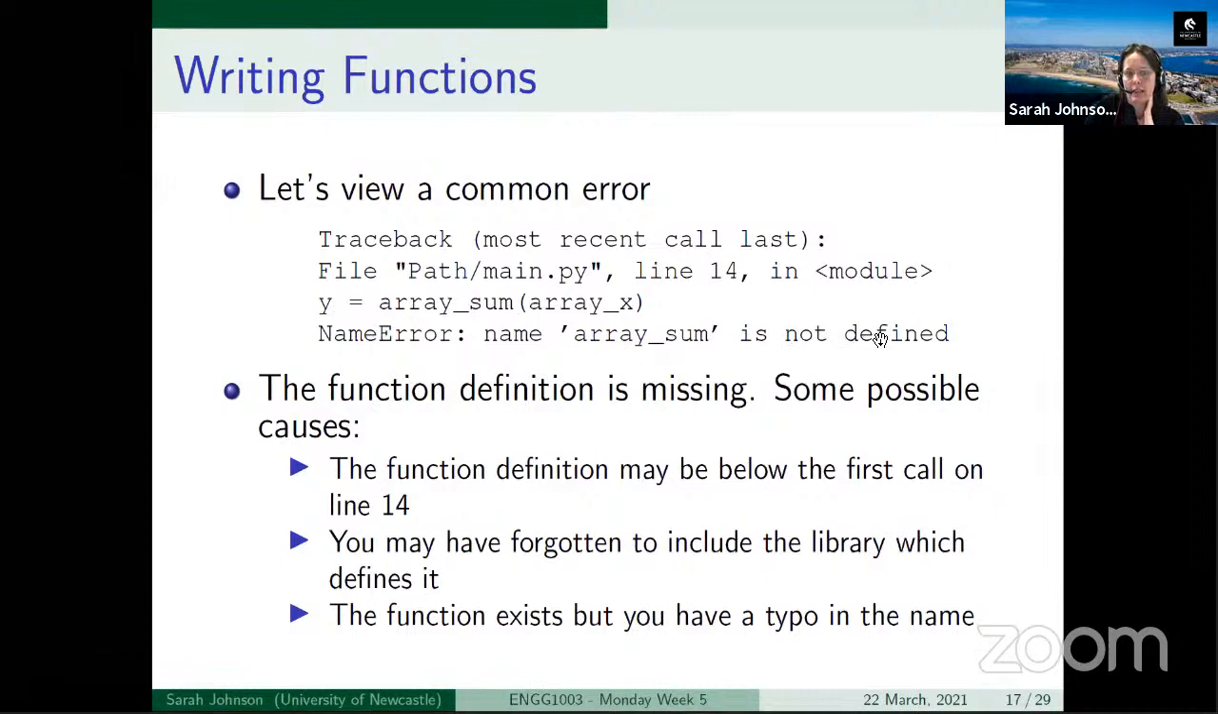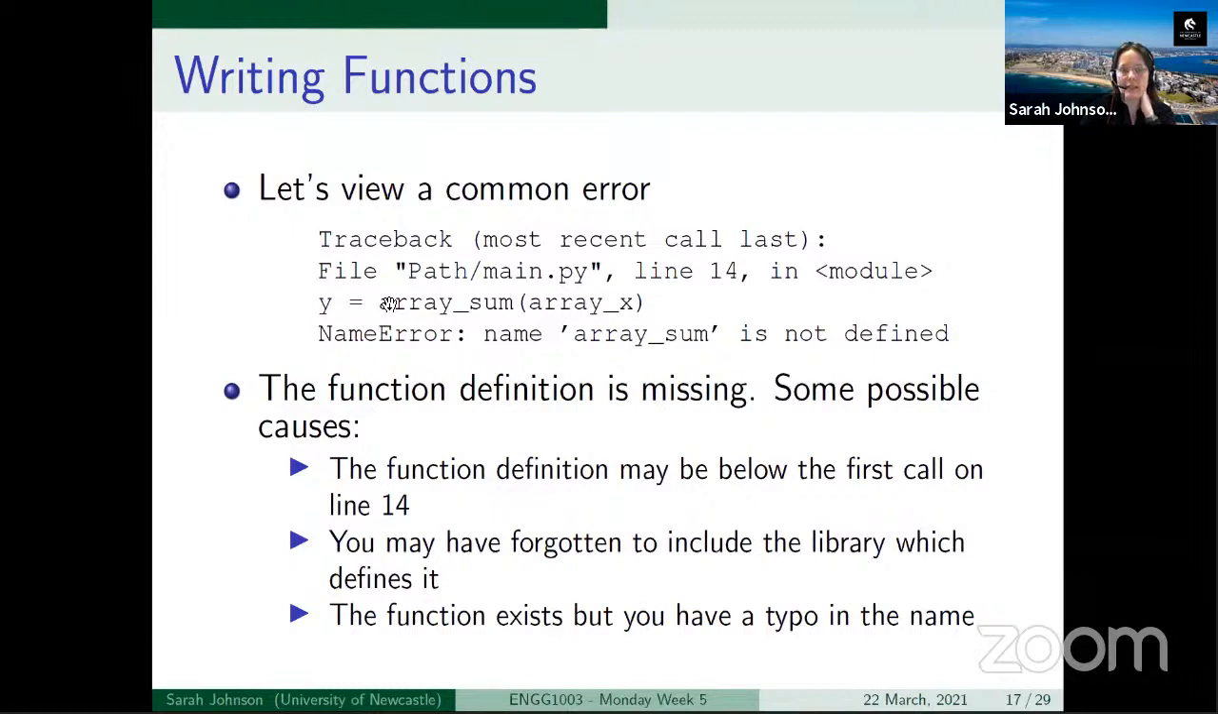Some possible causes are that the function definition is below the first call on line 14, and that's the error that we saw before. But it could also be that the function is inside a library and you've forgotten to do the include statement for that library. That's also a common way you might see this error. Another very common thing is that the function actually exists and you did define it, but there's a typo. You have to have the name exactly 100% correct.